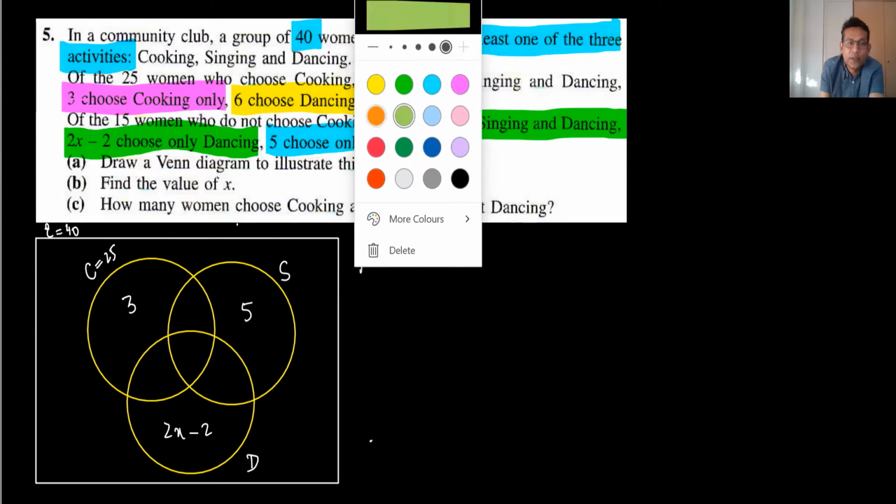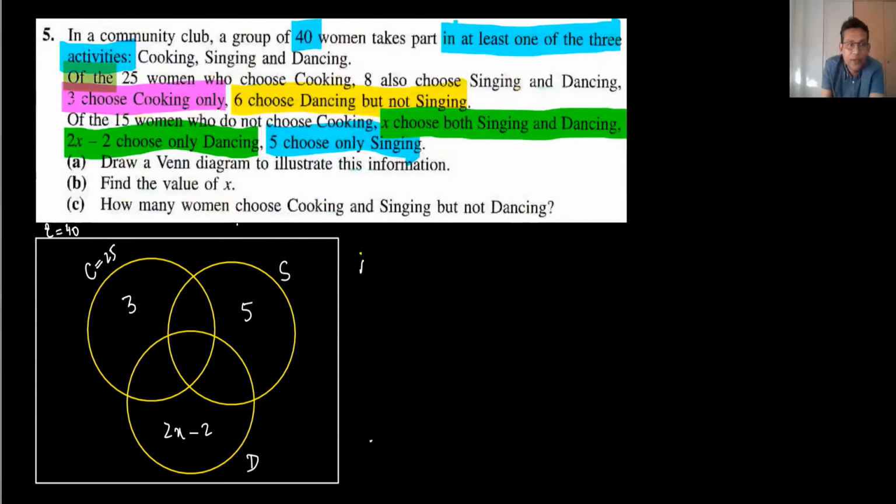Now, what we have to do, I have to just erase something from here. Okay. If I move to this part first, singing and dancing, and moving to 8, let me do it once again here, this part. I use a different color now. What's given here: of 25 women who choose cooking, 8 also choose singing and dancing. So it means from here, I will write 8 here. Eight are those women who also choose dancing and singing. So it means this should be here.